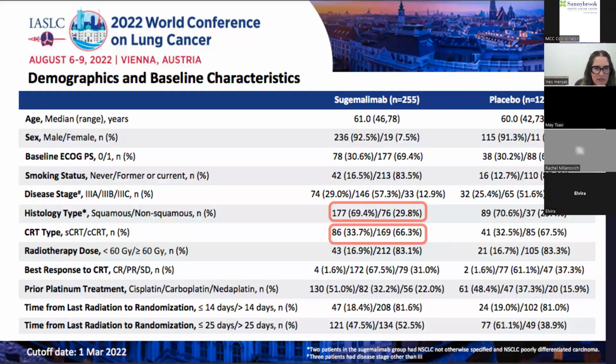In the demographic and baseline characteristics, I highlight that the majority of patients had squamous cell carcinoma histology, around 70%, and one third of patients received sequential chemoradiation. So the majority of patients in this trial received concurrent chemoradiation.